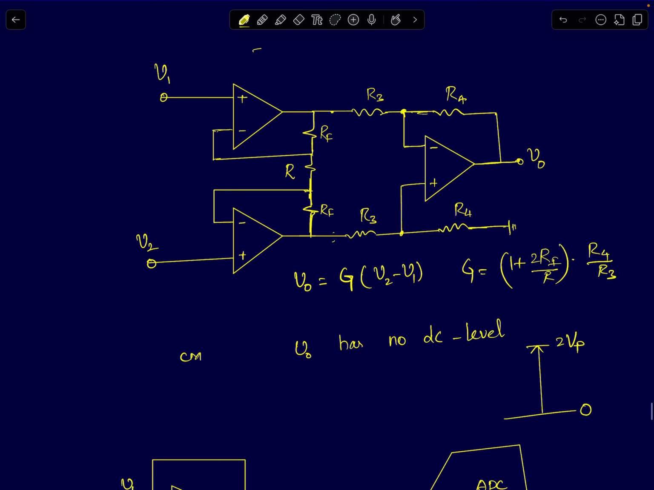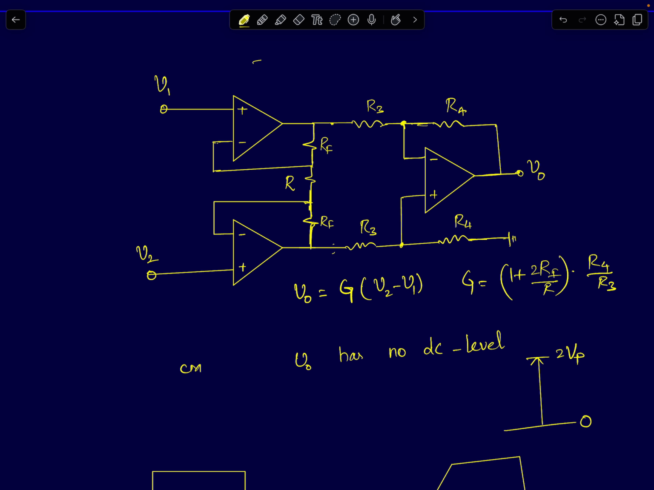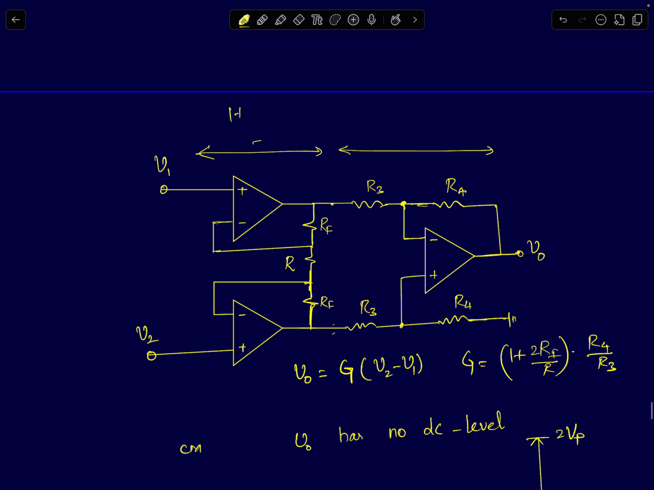To quickly refresh your memory, an instrumentation amplifier is a differential input, single-ended output amplifier. The instrumentation amplifier structure can be seen as a cascade of a differential input, differential output amplifier, followed by a differential input, single-ended output amplifier. The second stage is like a subtractor with a finite gain. The first stage gain is given by 1 plus 2RF by R, which can be easily found by drawing a differential half circuit. It consists of two non-inverting amplifiers. And the second stage gain is given by R4 by R3.